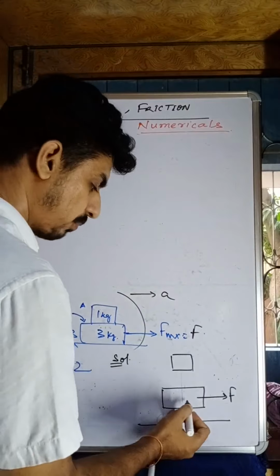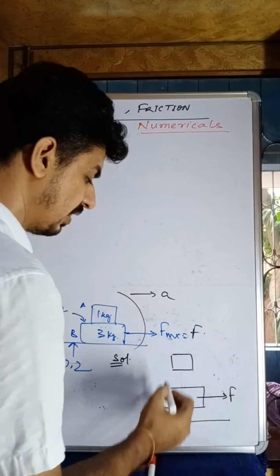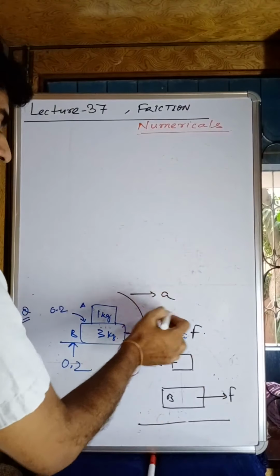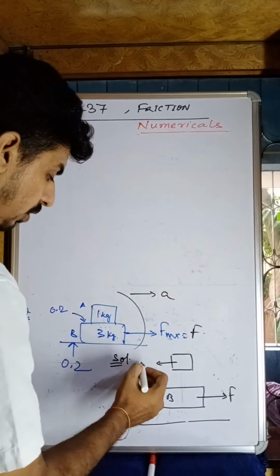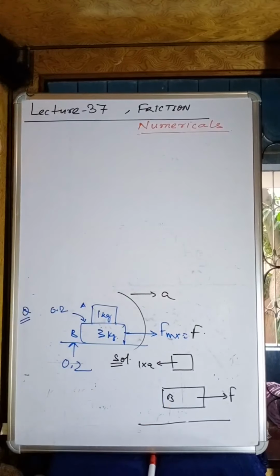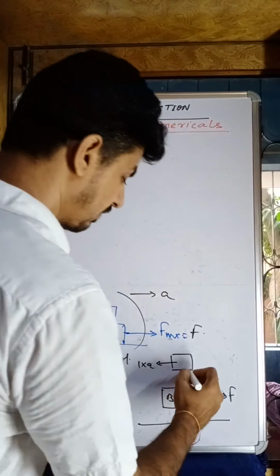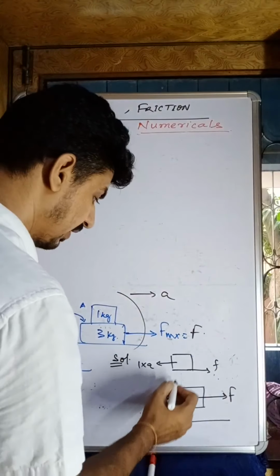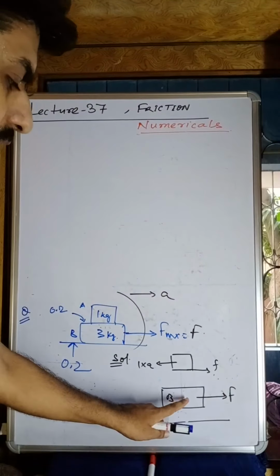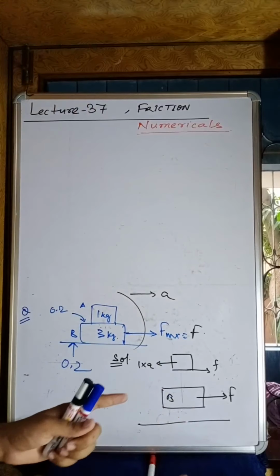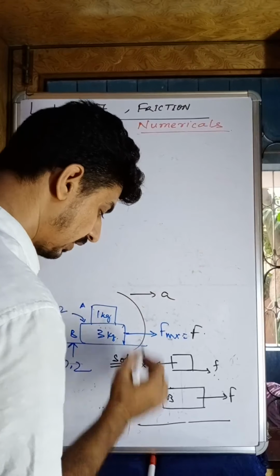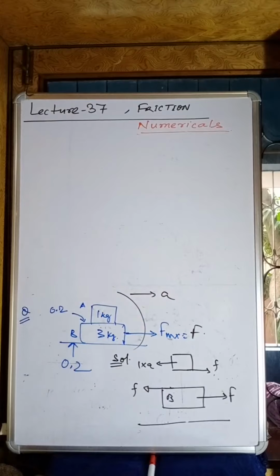Of course, if this body B moves in this direction, there will be a pseudo force. How much pseudo force? The acceleration of the frame and the mass of this body, that is 1 into A. If this body is moving backward, there will be a friction force in this direction, F. This body tries to drive block B in this direction. Remember, it only tries to drive. It is not necessary that it will move backward.